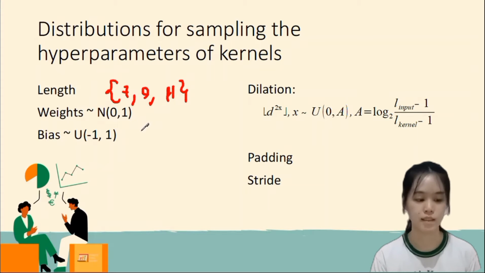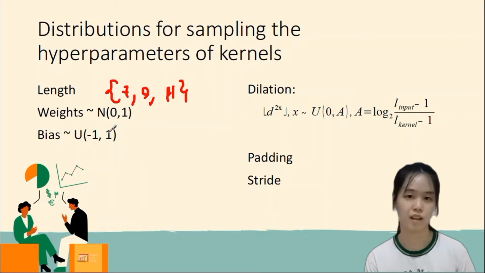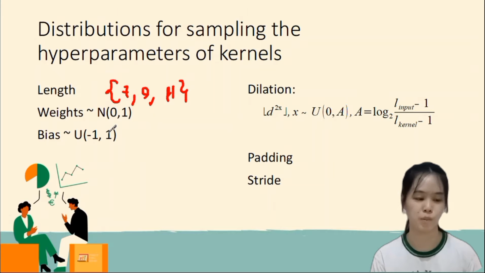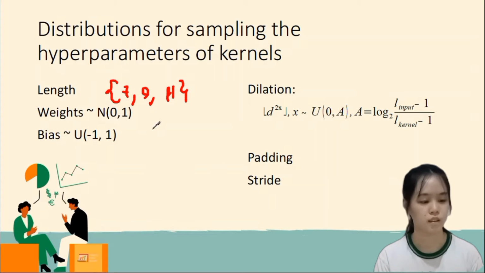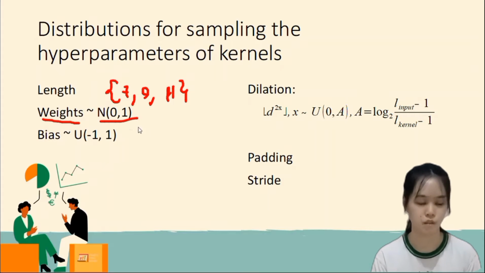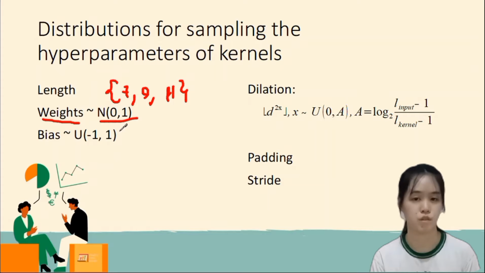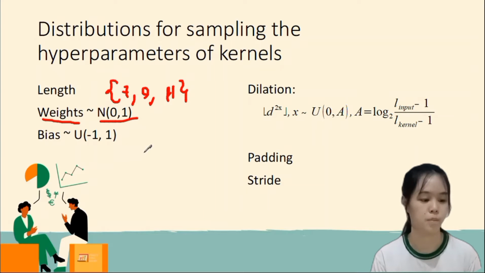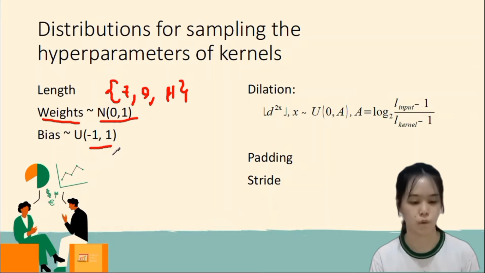Then the weights. We saw earlier that the weights are all set to be 0.1. Actually, the weights are normally distributed with mean 0 and standard deviation of 1. And the bias is uniformly distributed, starting from -1 and ending with 1.